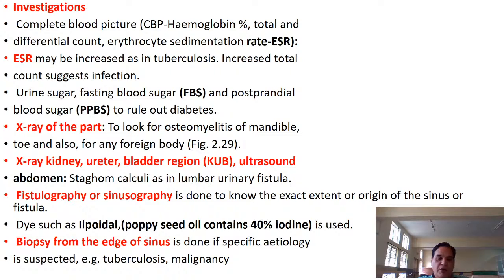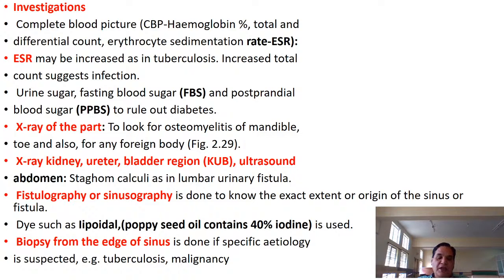It is equally important: in all cases related to ureter or bladder, you have to go for X-ray plus USG abdomen, because in a lower urinary fistula, staghorn calculi can be the cause. So we are going towards the system-specific cause related to the site of the fistula. Besides that, it can be fistulography or sinusography if you want to know the exact extent. The dye injected is called lipiodol. And above all, in the present day, it is MRI.